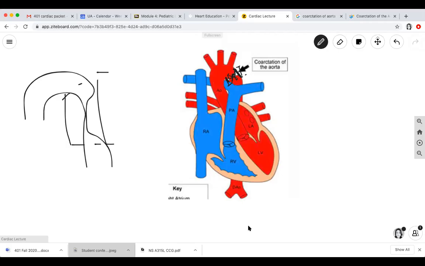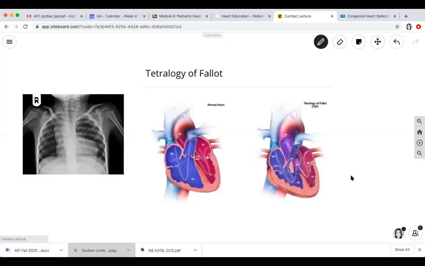Okay, I'm going to pause this again so that I can pull up another picture for our next case study. Okay, so moving on to our next case study, and let me just tell you the number.